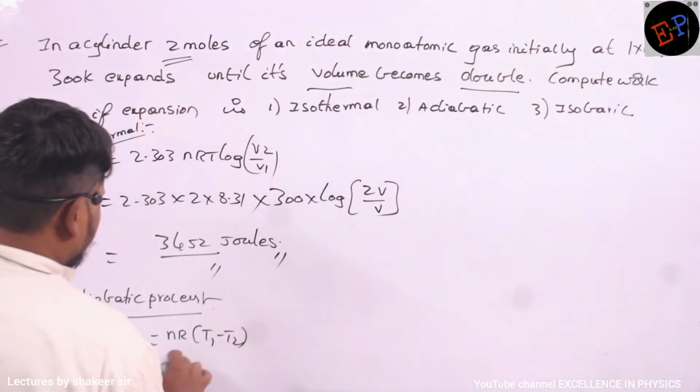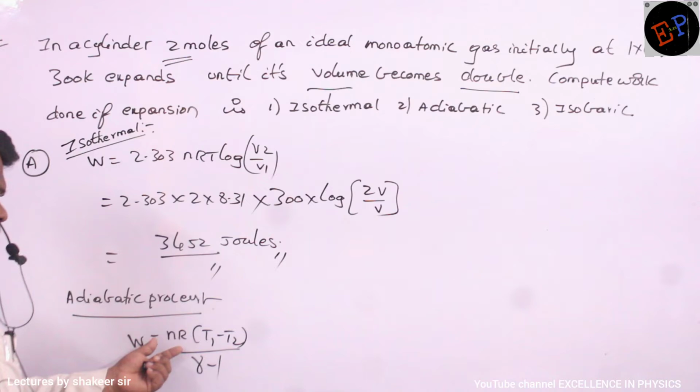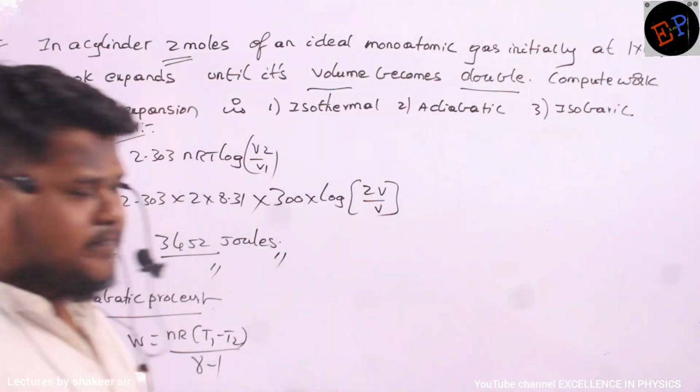T1 minus T2 divided by gamma minus 1. This is the equation. Understood? So the N value I know, the R value I know, and the gamma value I know because it is a monoatomic gas. But the final temperature I don't know. Clear?